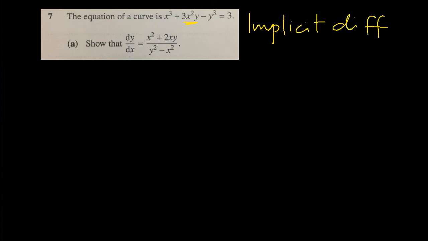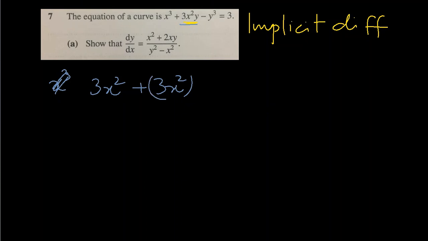Okay, so what should we do? We should differentiate them individually, but wherever we differentiate y, we have to add a suffix dy over dx. So x cubed differentiated is 3x squared. Then we have 3x squared y. x and y are multiplying, so we will use the product rule.